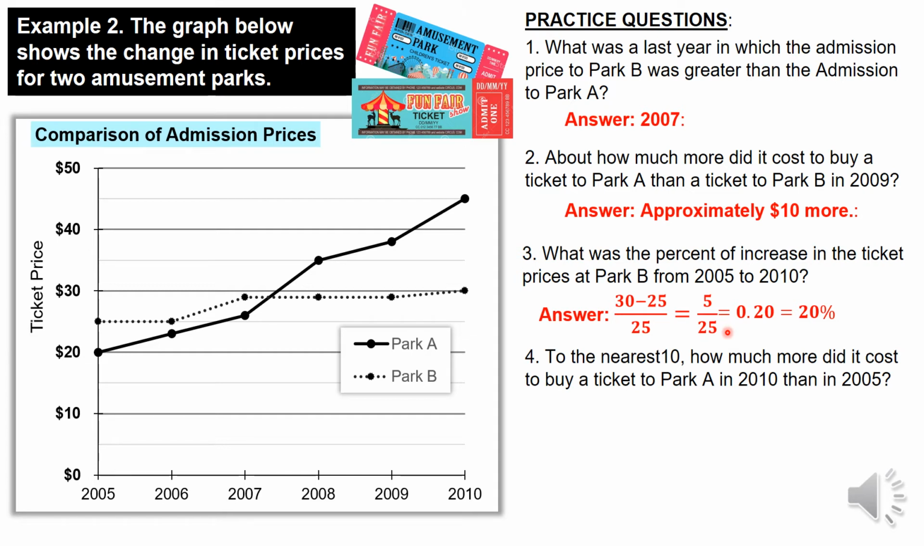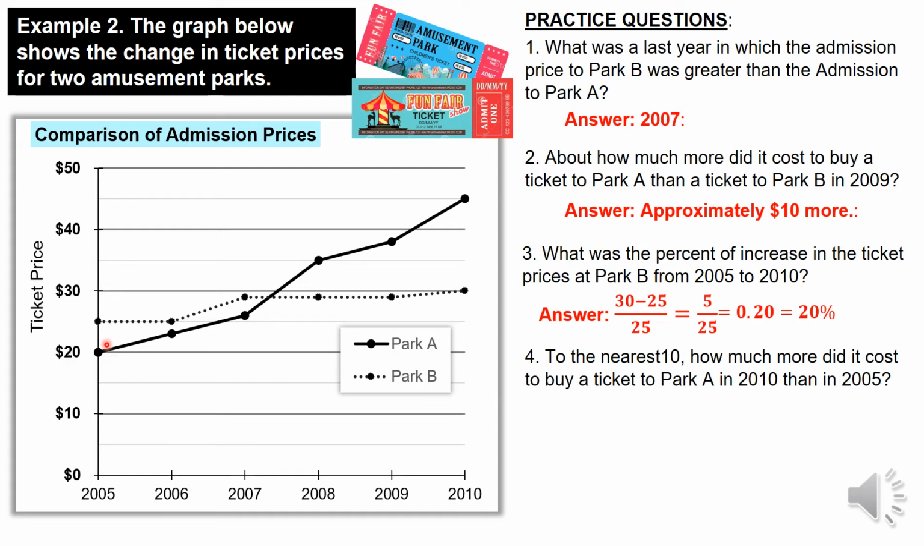Number 4. To the nearest tens, how much more did it cost to buy a ticket to Park A in 2010 than in 2005? Okay, so we will focus again on this line, Park A. We will have to disregard the dotted line, Park B. So how much more did it cost?